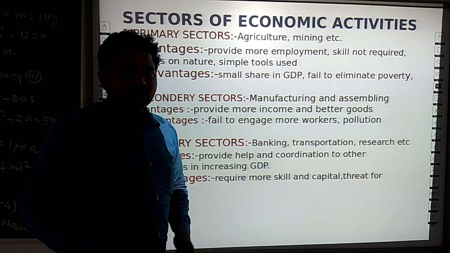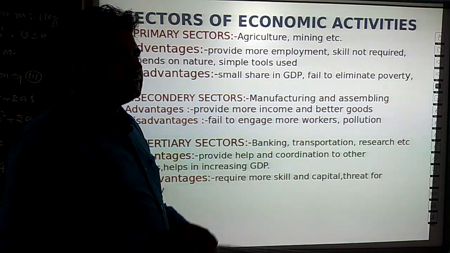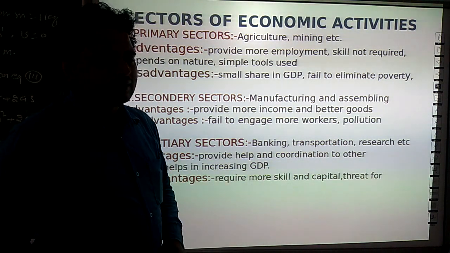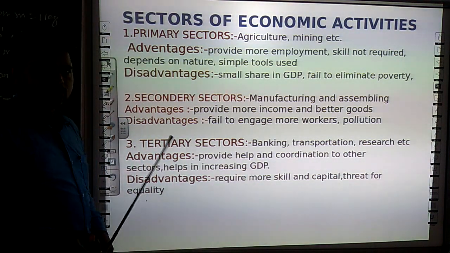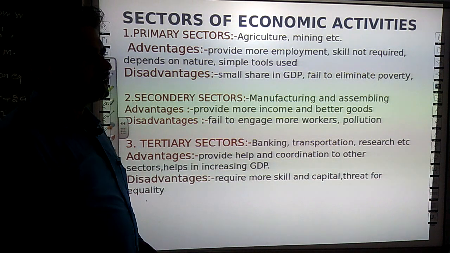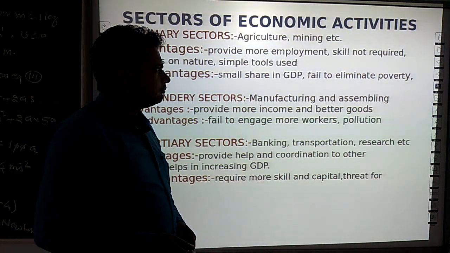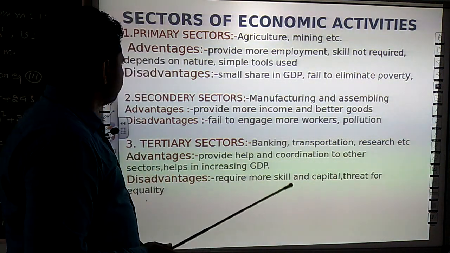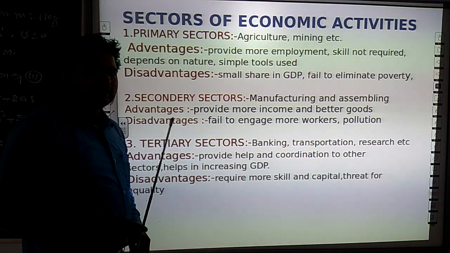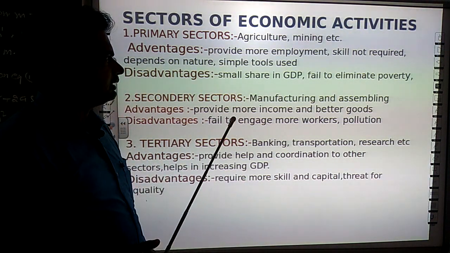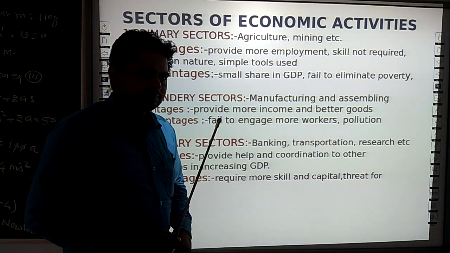That's why the production of goods can be seen abundantly. Along with it, simple tools are used. That's why it does not need modern machinery and other equipment. The disadvantage is that it has a very small share in GDP.